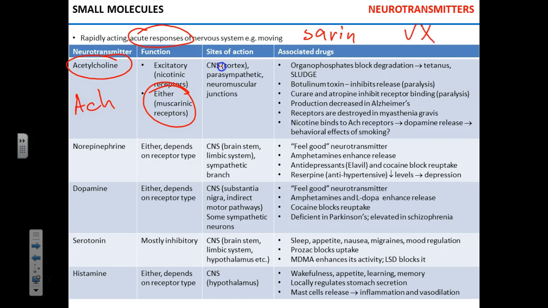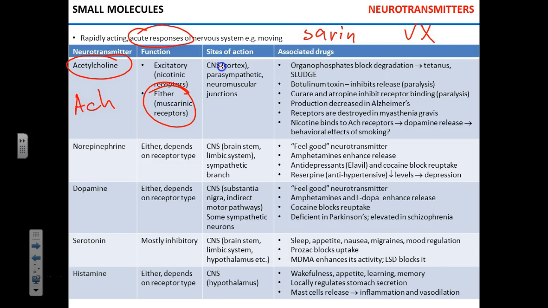VX is the most toxic chemical weapon that is known to humanity. Potentially the most toxic chemical that was ever invented by humans. It's a neurotropic gas which causes symptoms generally called SLUDGE. SLUDGE stands for salivation, lacrimation, urination, defecation, gastrointestinal cramps, and emesis. Emesis is vomiting.